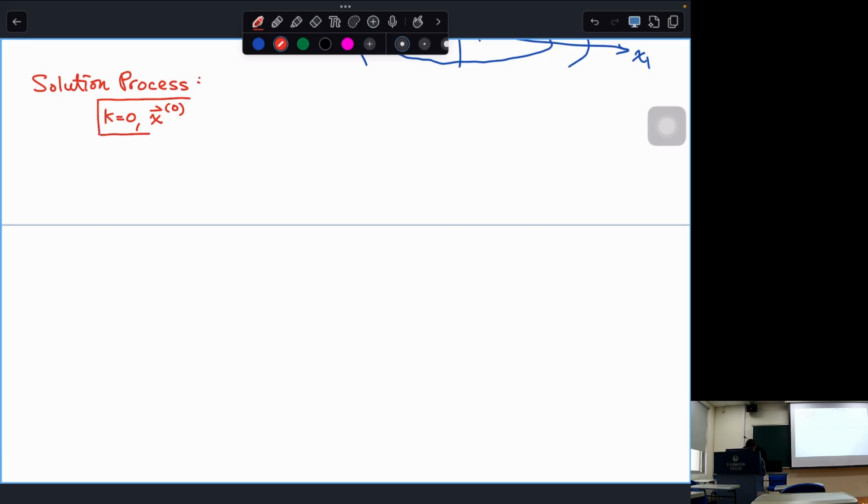Right, this is your initial guess. And then you only need to evaluate for the gradient. You don't need to evaluate for the Hessian anymore. Now the question is, how do you do this?